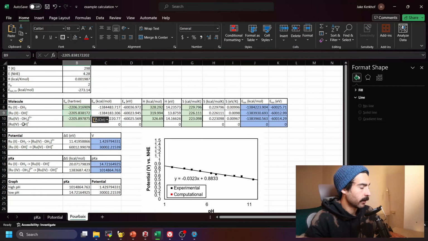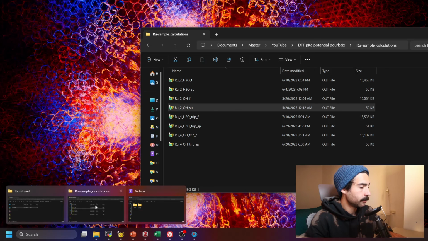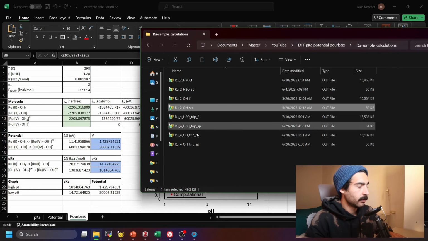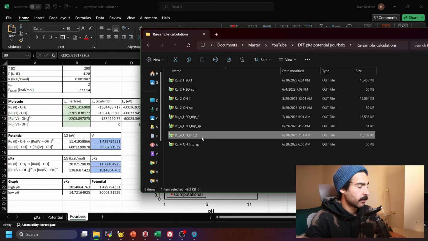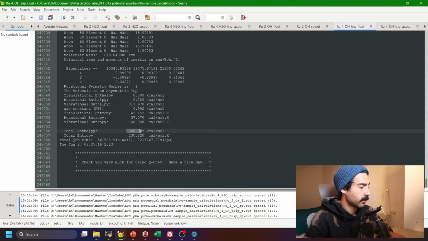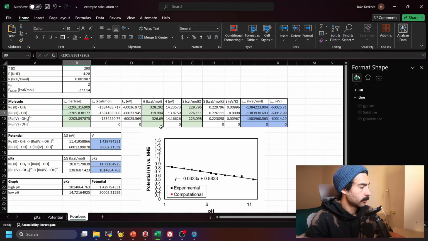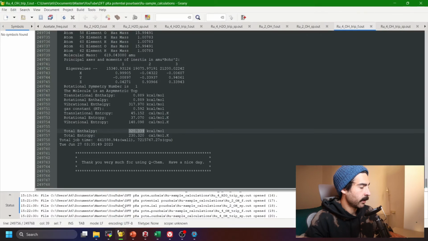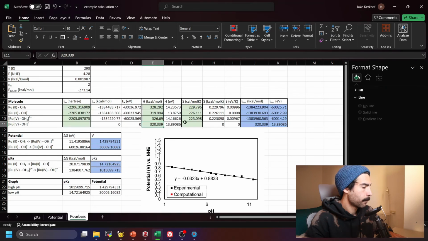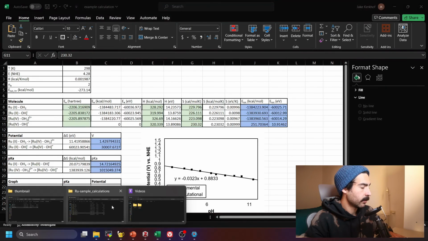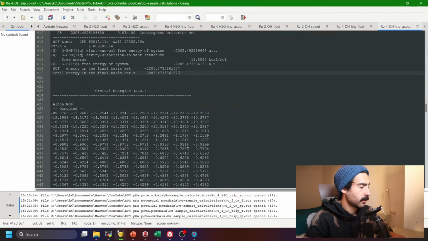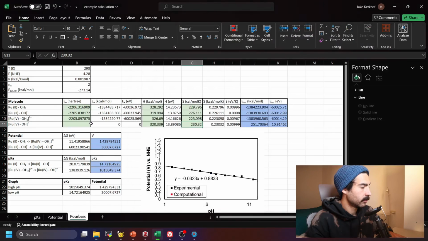And we'll do the same for our ruthenium-4 hydroxo species. So we look at first the thermodynamics, enthalpy of 320 kcals per mole, and entropy of 230 calories per mole Kelvin. And the electronic energy of 2,205 Hartrees.